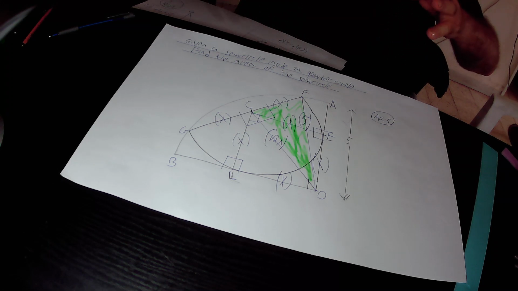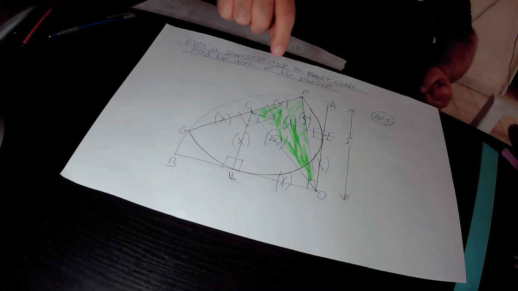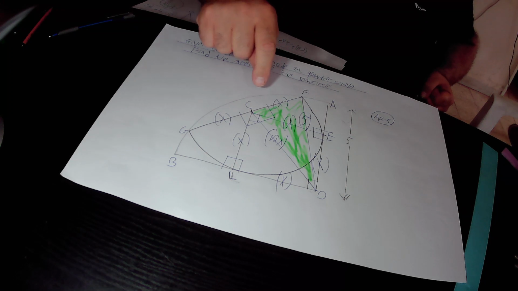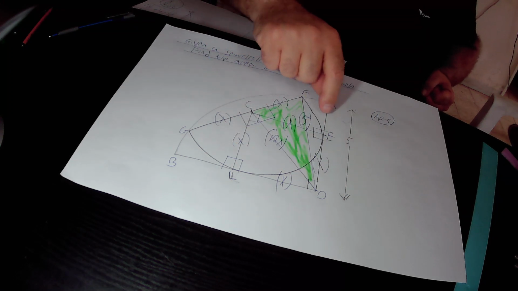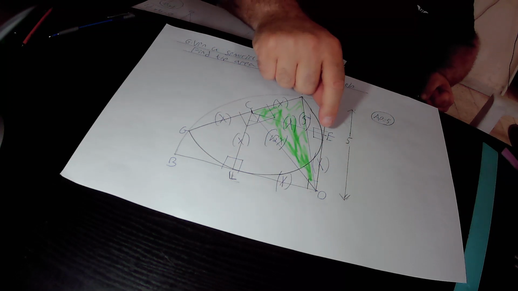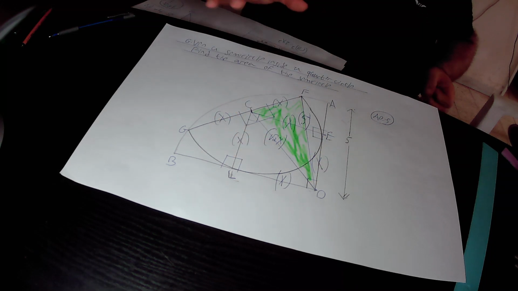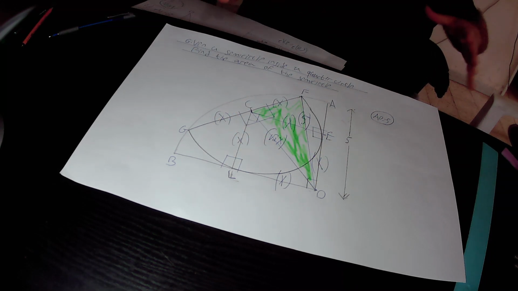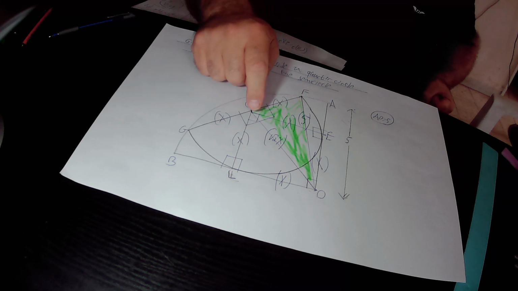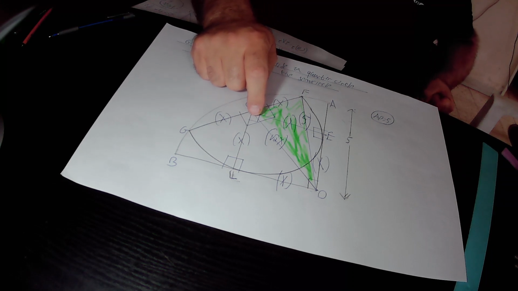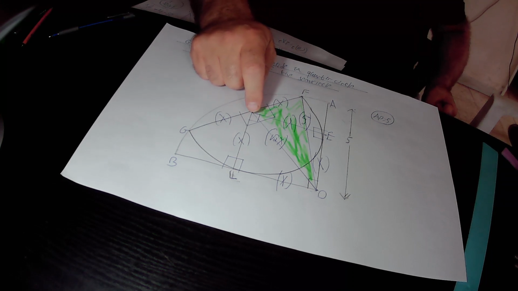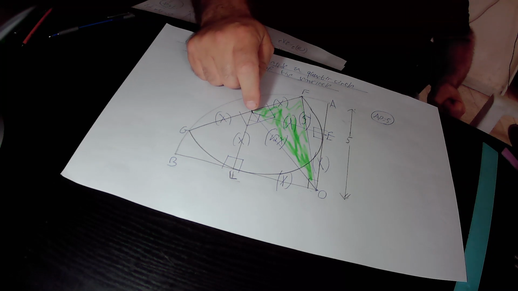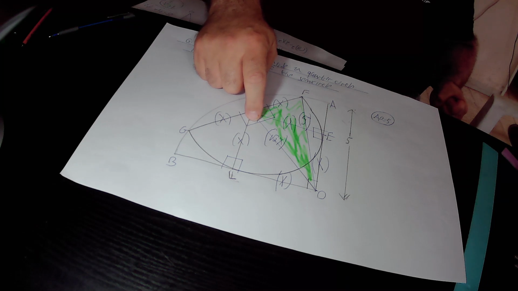So by doing these constructions, we created a quadrilateral CEOL. Inside this quadrilateral CEOL, we have 1, 2, 3 right angles. The sum of 3 right angles is 270 degrees, so 270 degrees plus the size of this 4th angle, in total they must be equal to 360 degrees, according to the rule that the sum of the angles in any quadrilateral is equal to 360 degrees. Therefore, this 4th angle must be equal to 90 degrees in its size.